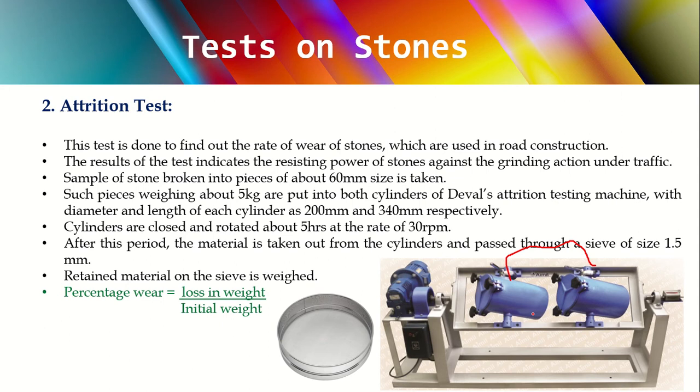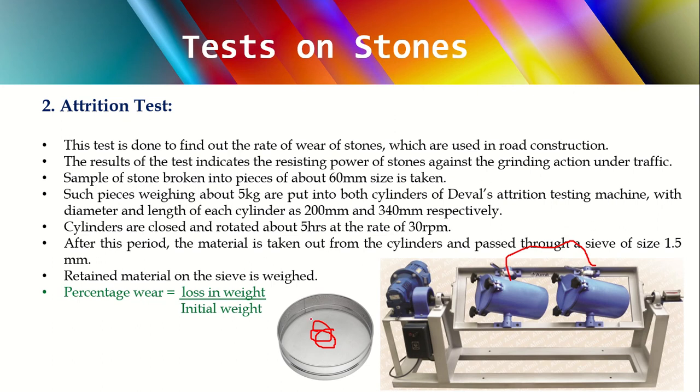Whatever sample you are taking from both the cylinders, take it out and then sieve it through a 1.5 mm sieve. You can see, for stones or aggregates you have a bigger size sieve like this, whose sieve size is around 1.5 mm. So you pour the powdered sample into the 1.5 mm sieve and then sieve it. After sieving, what will happen? Some material will be left over on the sieve, correct? Some material will pass out and some will be left over on the sieve.